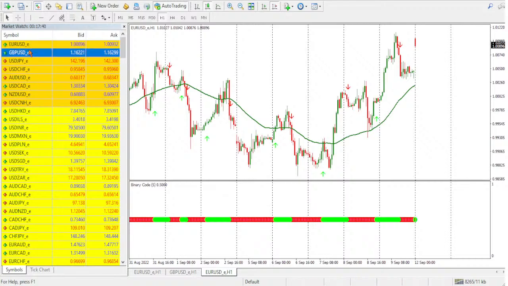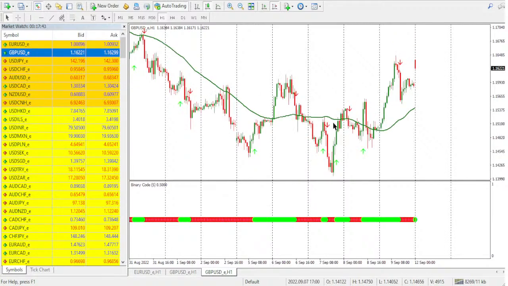Today is the 12th, the first day of the week. I want us to start off with a chart on my screen, GBP USD. On this chart, we have a very good shape. We have a trend line.